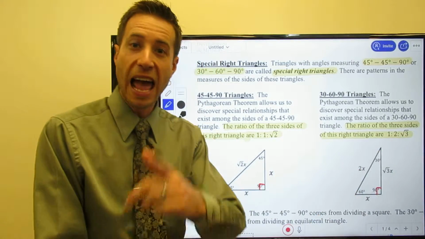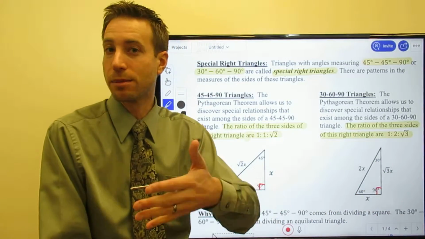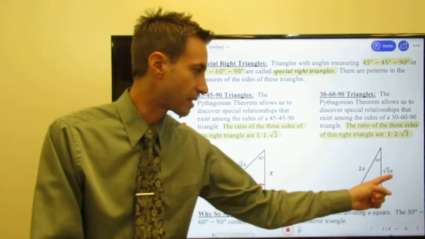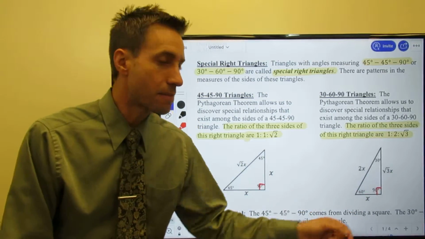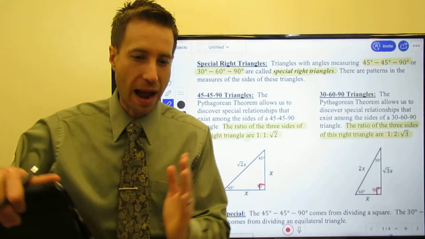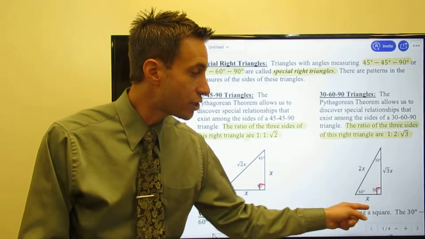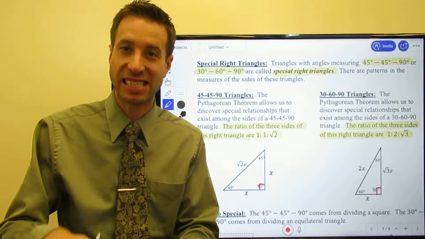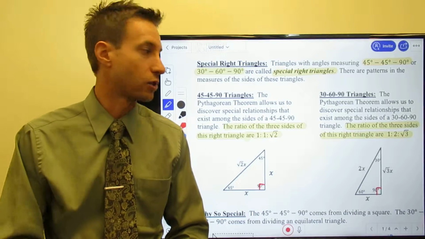That's the ratio. And then to find the length of this third side, it'll be whatever x is multiplied by the square root of 3, in this case, 2 times the square root of 3. Again, it doesn't matter how big or how small you make the 30, 60, 90 triangle. The ratio of the sides is the same in every single 30, 60, 90 right triangle.